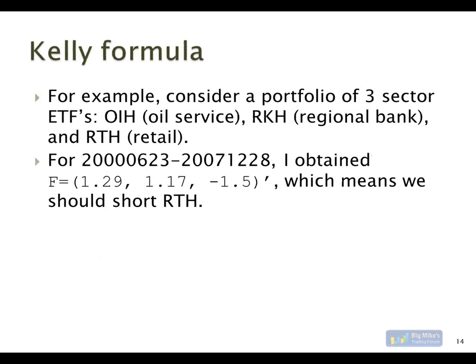Now, here's an example. You can construct a portfolio of 3 ETFs. One is OIH, the oil service sector ETF. RKH is a regional bank ETF. RTH is a retail ETF, and that's actually an example in my book. If you look in my book, in the chapter on money and risk management, you will find this example. If you run this methodology, the matrix equation that I wrote, on data between 2000 and 2007, you would find that the optimal leverage is 1.29, 1.17, minus 1.5. The minus sign, again, means that you should be shorting the RTH ETF.